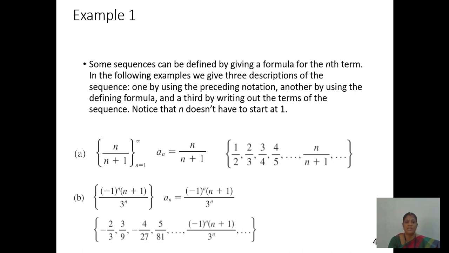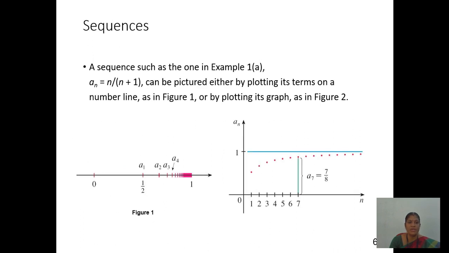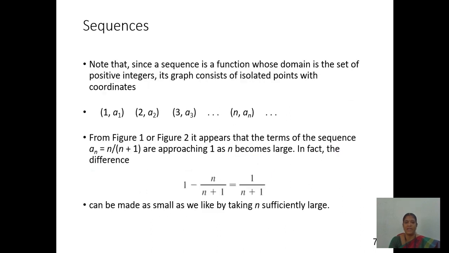Example: some sequences can be defined by giving a formula for the nth term. In the following examples, we give three descriptions of the sequence: one using the preceding notation, another using the defining formula, and the third by writing out the terms of the sequence. Notice n does not have to start at 1. A sequence such as an equal to n by n plus 1 can be pictured either by plotting its terms on a number line, as in figure 1, or by plotting its graph, as in figure 2.